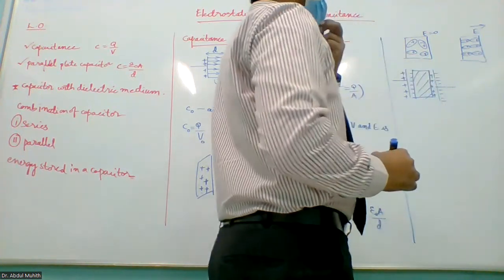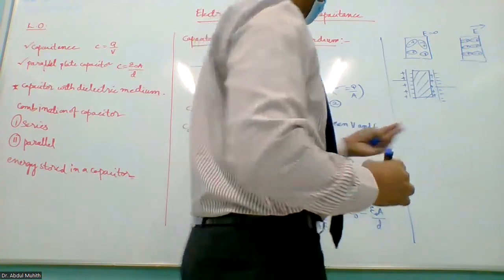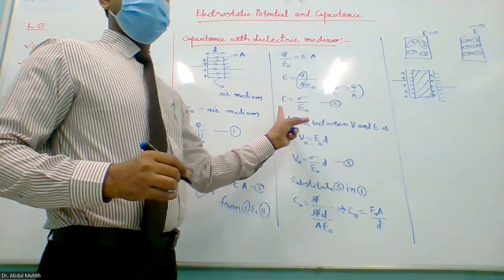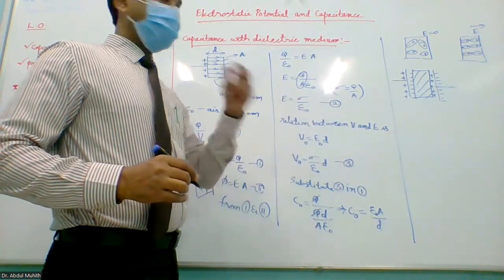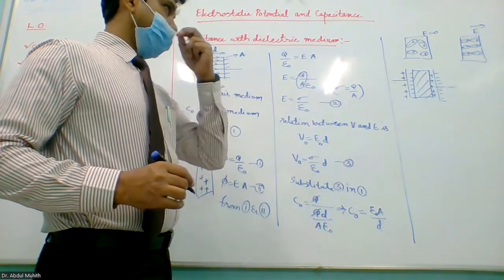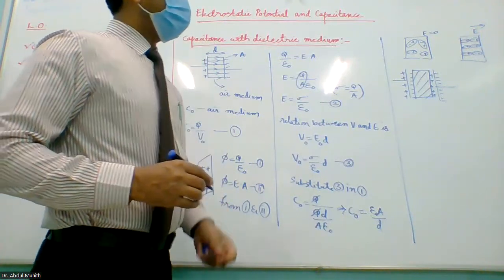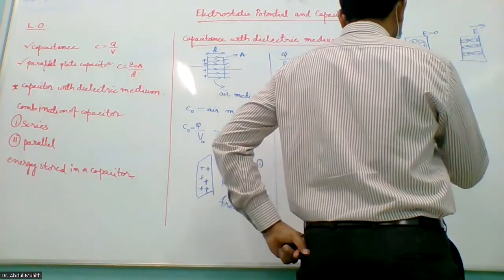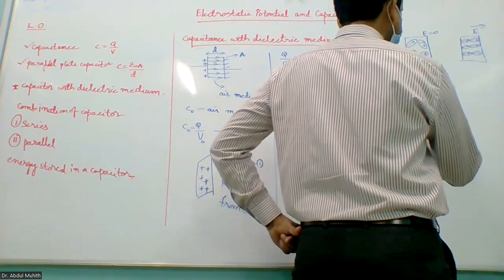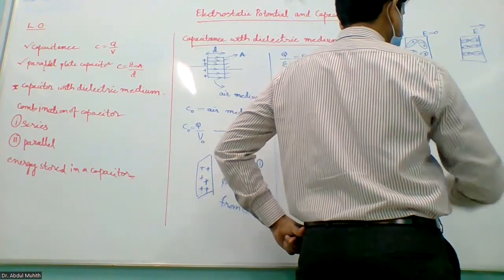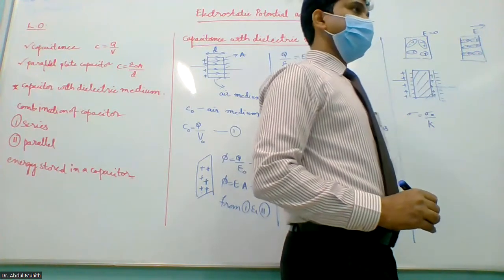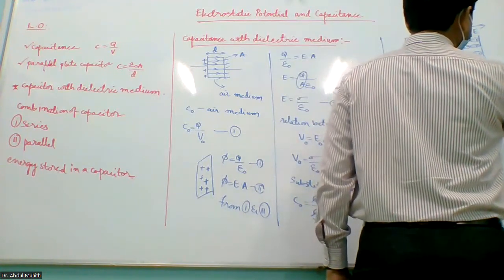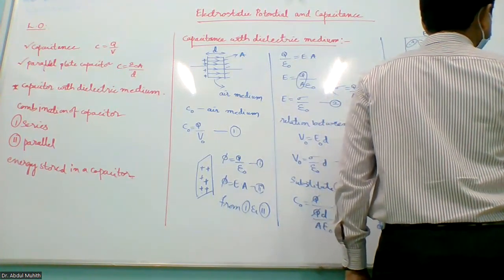So now the new surface charge density is not the same as the old one. It has changed now. Is that clear? Now the new sigma is equal to what? Sigma by k. K is the dielectric constant.